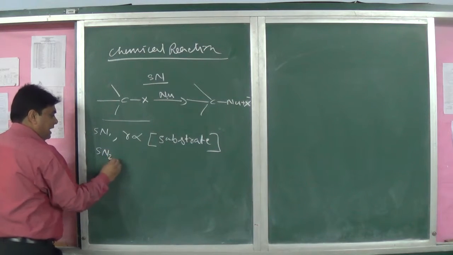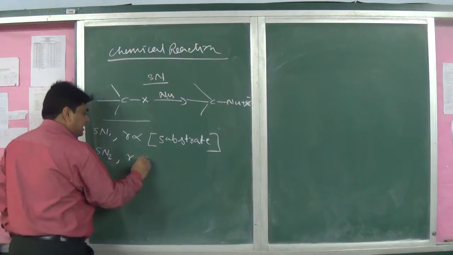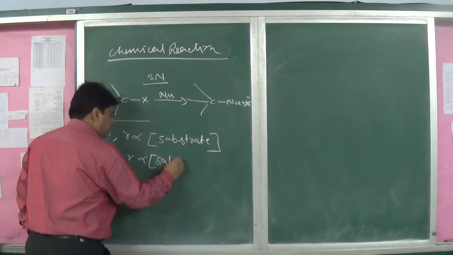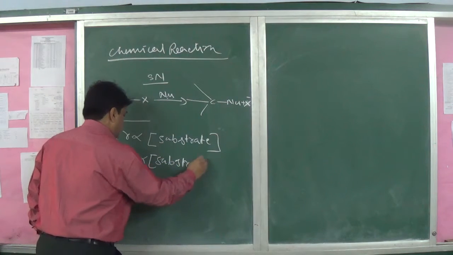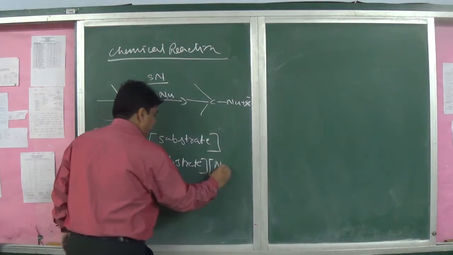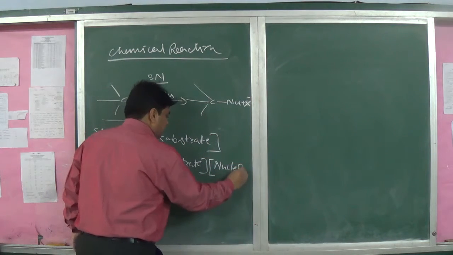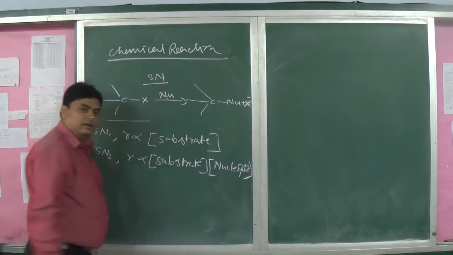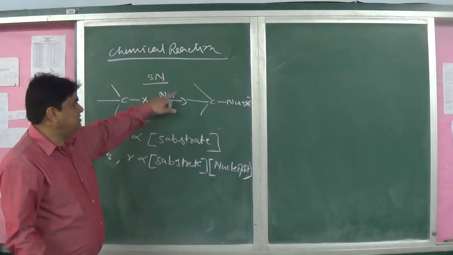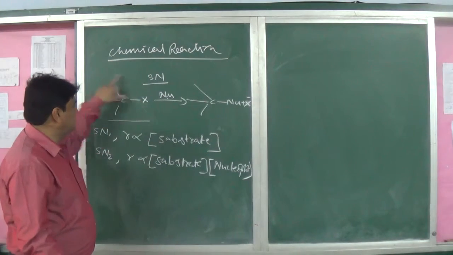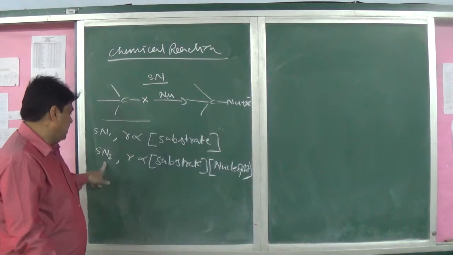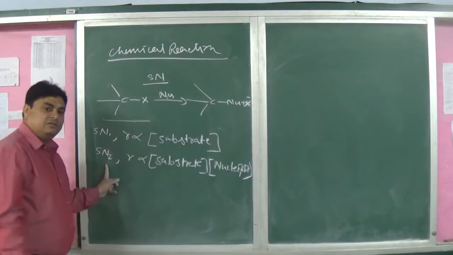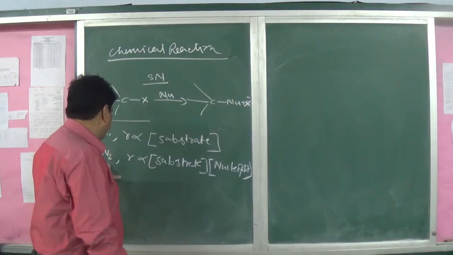In an SN2 type of reaction, both the substrate and the nucleophile concentration are countable. That means the order actually depends on the concentration of this nucleophile and also on the concentration of this substrate, and that is why it is known as an SN2 type of reaction.